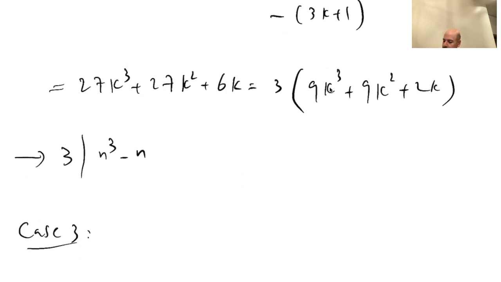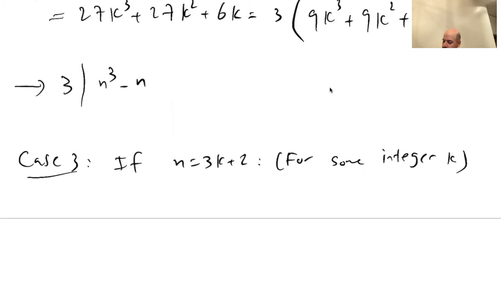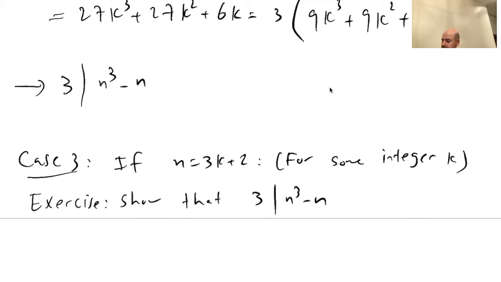And case 3, if n equals 3k plus 2 for some integer k, exercise: show that 3 divides n cubed minus n in this case as well. And therefore, in each case, n cubed minus n will be divisible by 3. So this is a method not using induction.